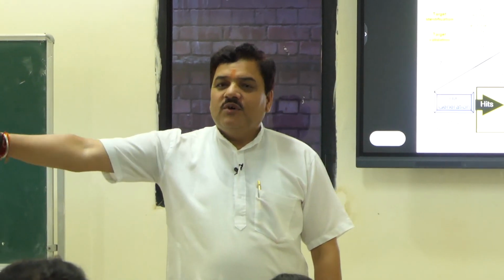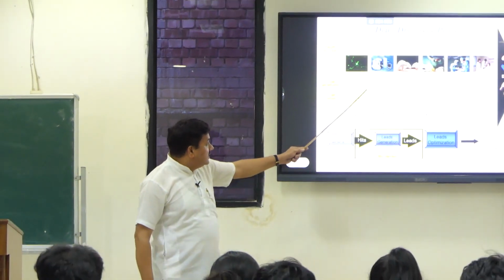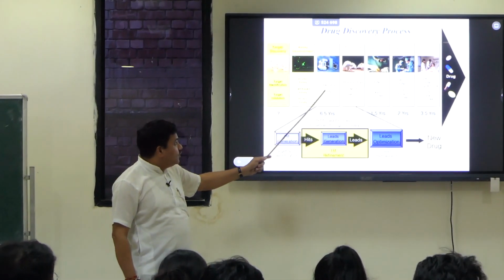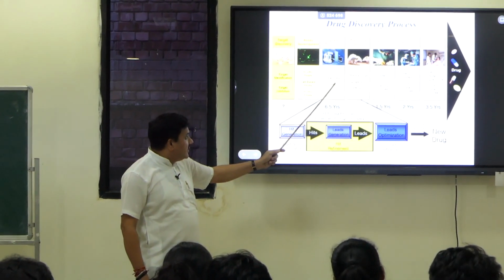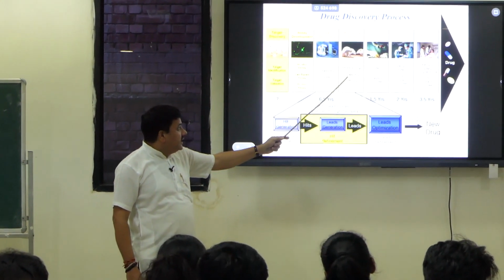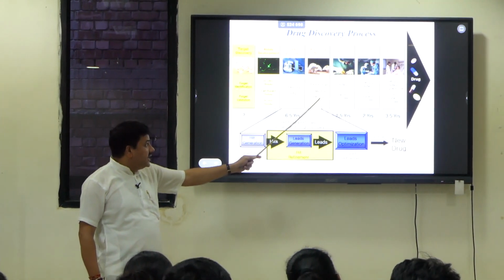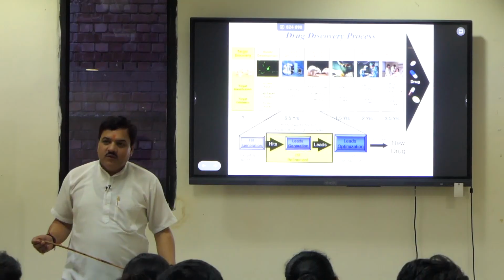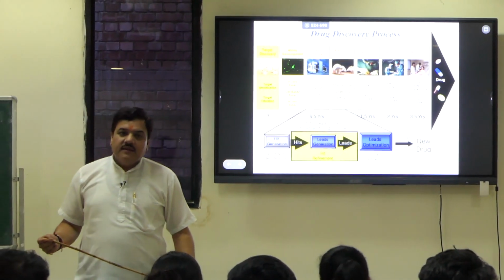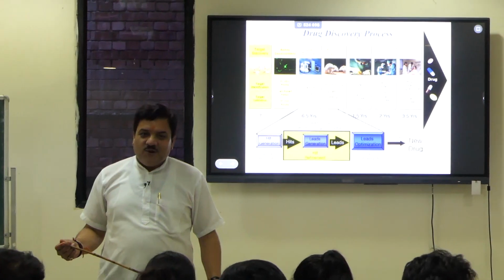Then from lead, you go to the next step. So this third step is where chemistry comes into the picture, with high throughput screening. Then once you have the molecule, you do a lot of pharmacology, ADME, ADMET and efficacy. You know what ADME is? Absorption, distribution, metabolism, excretion. And T stands for toxicity.